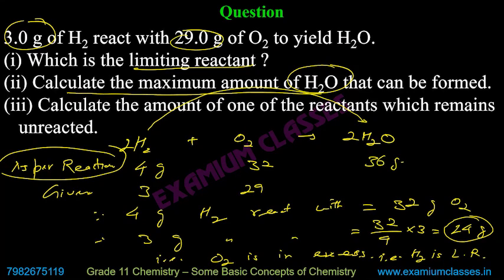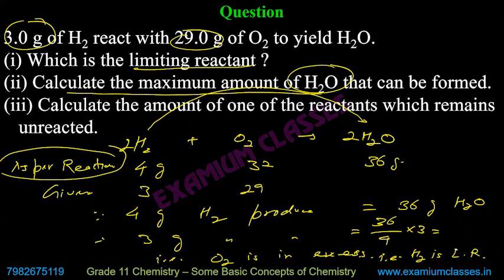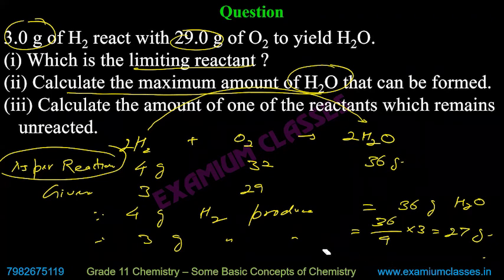We will not consider oxygen now. Oxygen will be out of the picture. So we will say 4 grams of hydrogen produce 36 grams of water. Hence 3 grams will produce 36 by 4 into 3, 27 grams. So that is the amount of water, 27 grams.